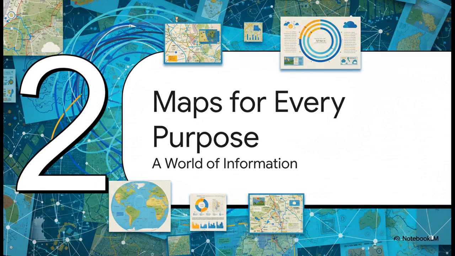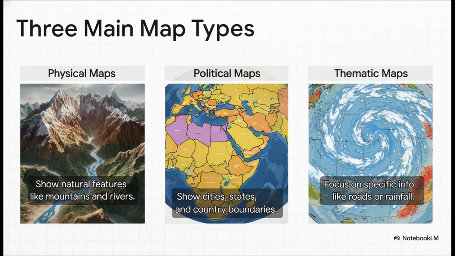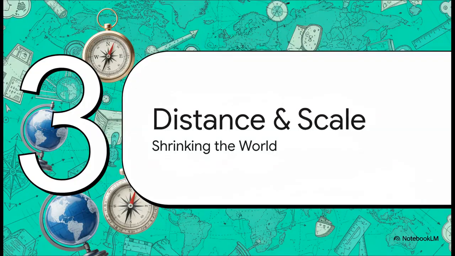And because maps are these flat, focused-in tools, you can design them for all sorts of specific jobs. They are incredibly versatile. You've basically got 3 main flavors of maps, and each one tells a different kind of story. Physical maps tell the story of the land itself, where the mountains are, how the rivers flow. Political maps tell the human story, where we've drawn our borders, built our cities. And then you have thematic maps, which can tell you almost anything, from rainfall patterns to the best pizza places in town.